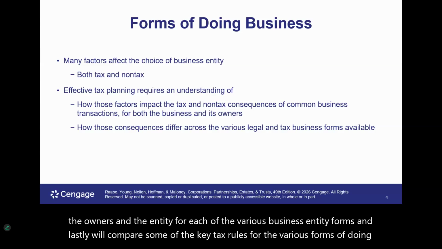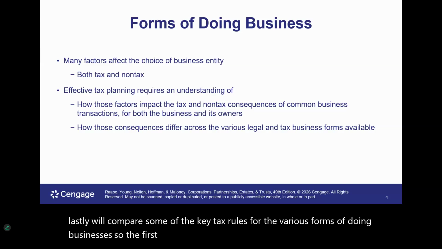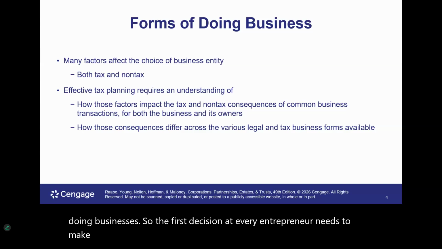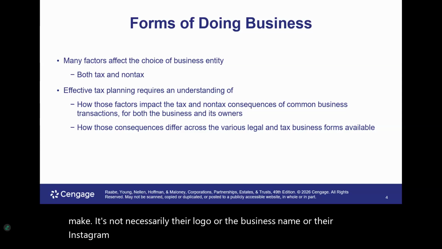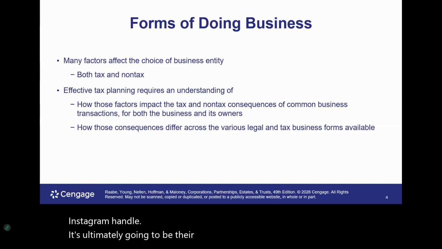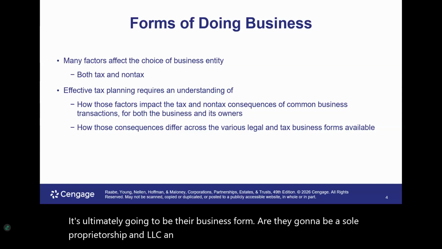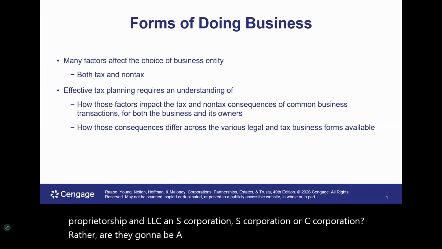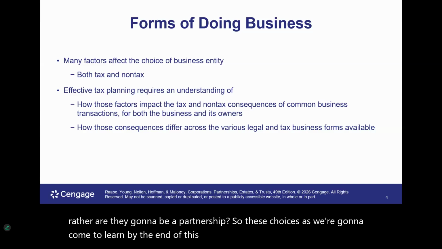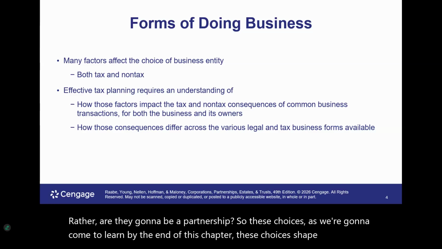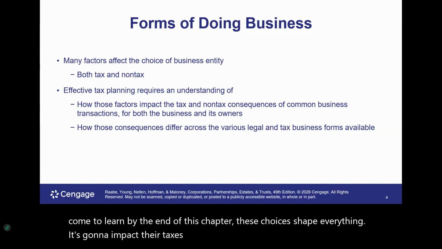So the first decision that every entrepreneur needs to make is not necessarily their logo or the business name or their Instagram handle. It's ultimately going to be their business form. Are they going to be a sole proprietorship, an LLC, an S corporation, or C corporation? Are they going to be a partnership? These choices, as we're going to come to learn by the end of this chapter, shape everything. It's going to impact their taxes, their liability, even whether or not investors are going to take their business seriously.